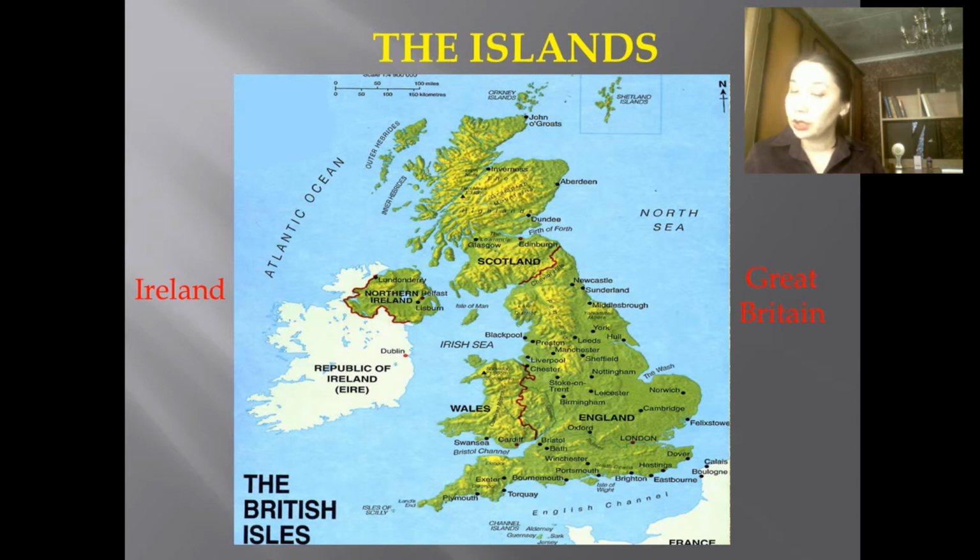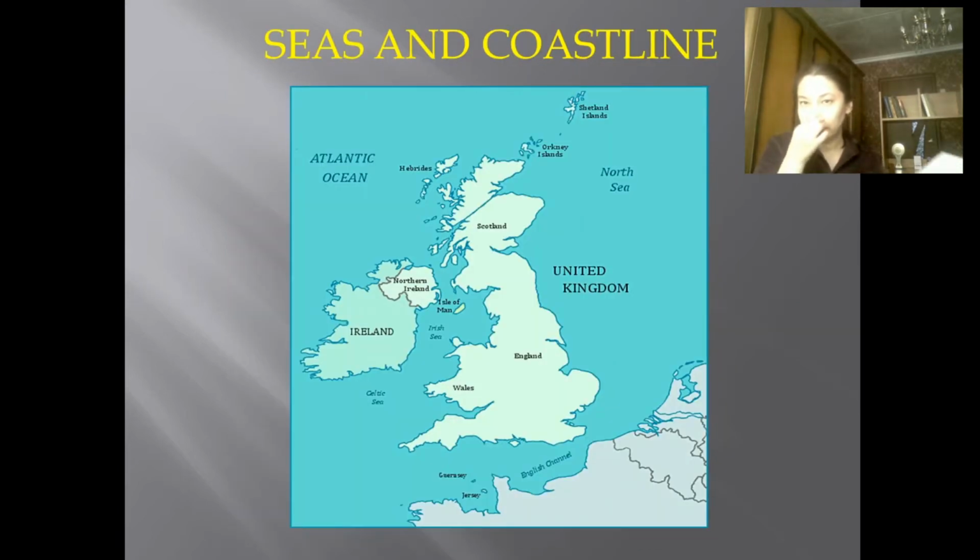Great Britain and Ireland are separated from each other by the Irish Sea and two straits, the North Channel and St. George's Channel. So the next point of our lecture is seas and coastline. In the west, the British Isles are washed by the Atlantic Ocean, in the east by the North Sea. The most important sea routes pass through the English Channel and the North Sea, linking Europe with America and other countries, creating favorable conditions for the development of trade and the British economy as a whole.